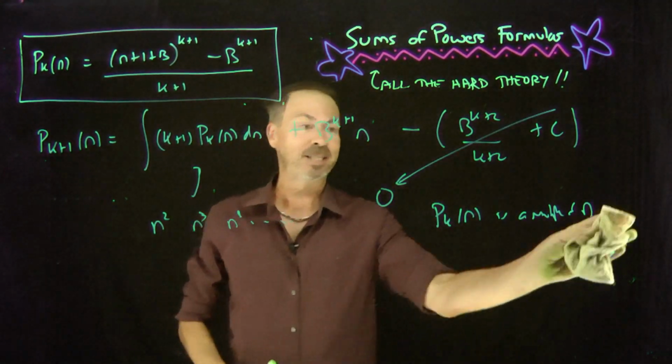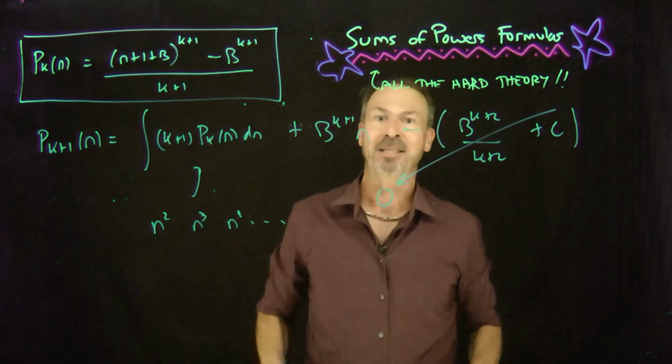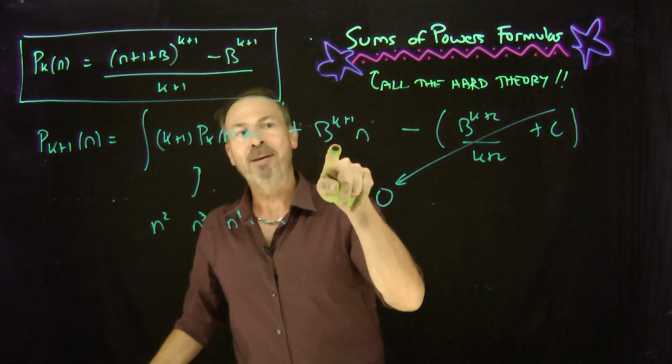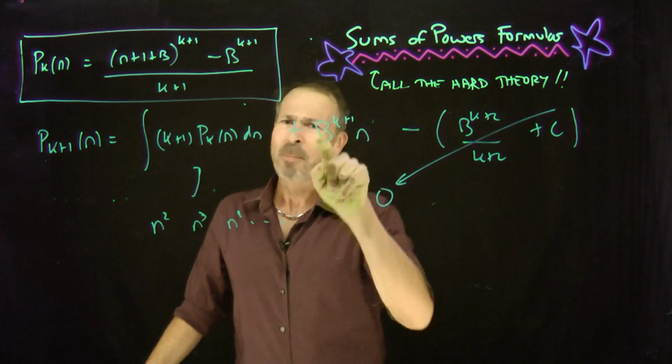Bingo, so the plus c must be whatever it is to make that be 0. Great. All right, and then look at this. I need a B_{k+1} to the n. I don't know what B_{k+1} is.